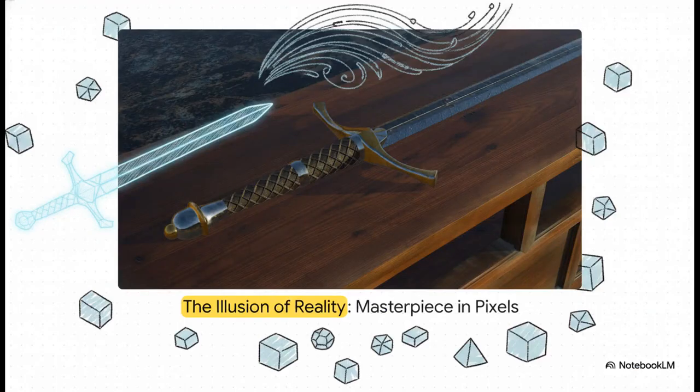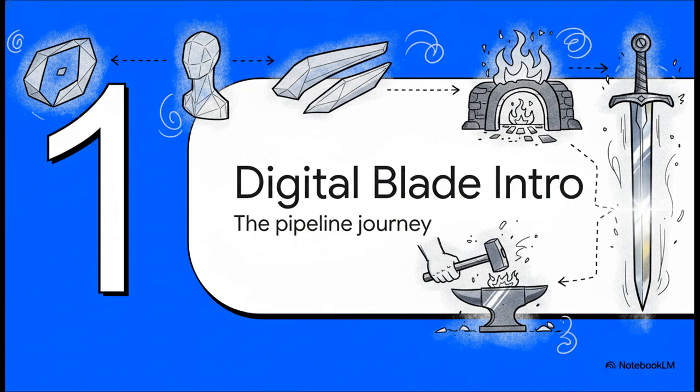Just take a second to look at this. Look at the beautifully worn leather wrapped tight around that grip. Notice the subtle little gleam, the tiny imperfections on the gold crossguard, and that cold, scratched steel resting on the rich wooden desk. It looks heavy, right? Like some ancient relic you could literally just reach out and grab. But here's the crazy part, the mind-bending secret. Absolutely none of this physically exists. No leather, no gold, no steel, no wood. It is entirely a masterpiece of pixels, just a brilliant illusion of reality calculated by a machine. Pretty wild, right? All right, Section 1, Introduction to the Digital Blade.